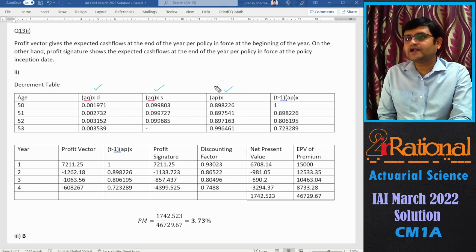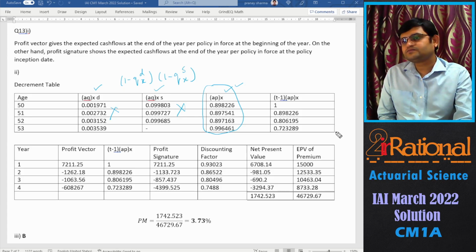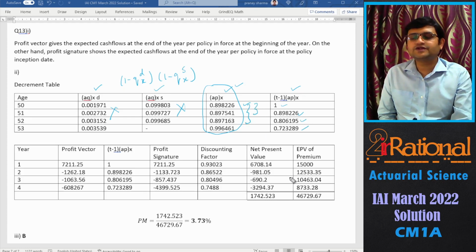So you could have directly calculated this APX by saying it would be 1 minus QXD into 1 minus QXS. That would have directly given you this value, because we don't require the exact values of AQXD and AQXS. We will require T minus 1 APX. That would be first year we will have 1, second year would be exactly same as the first year value, next year would be multiplication of these two, next year would be multiplication of these three.